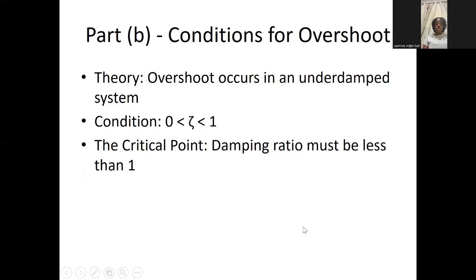So from the diagram, we know that the overshoot occurs when the output of the system exceeds its desired steady state value. Since this is underdamped, we have 0 less than zeta less than 1. So the system responds quickly, but it overshoots the target, then oscillates around it before settling.